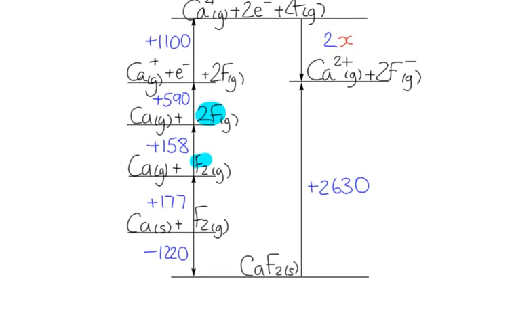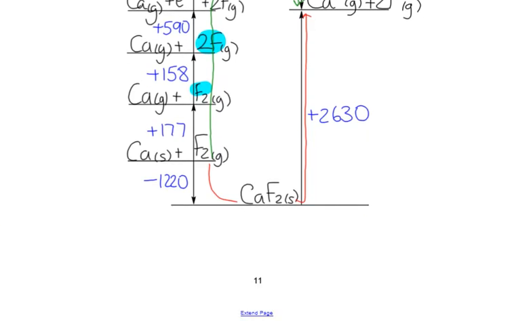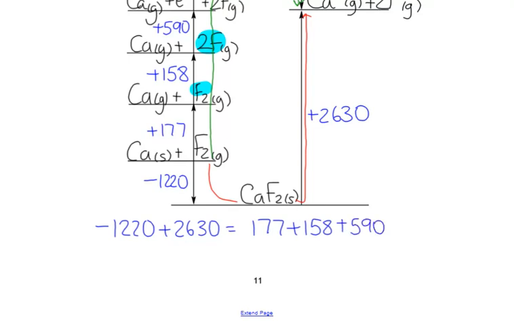Again, you start from the elements and you work your way around the cycle. So if you were to go the clockwise route, yes, that way, then you would be adding up all those, and our anti-clockwise route would be the other way. Let's go around this, back up. That would be our other two numbers. So we can algebraically say -1220 plus 2630 equals all the others added together: 177 plus 158 plus 590 plus 1100 plus 2 lots of x.